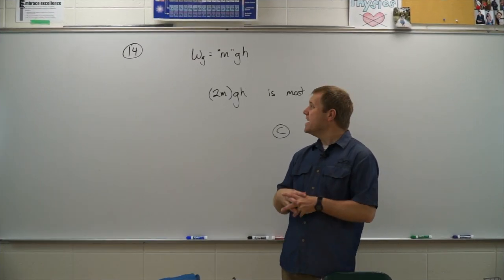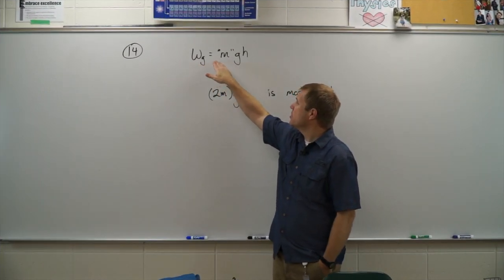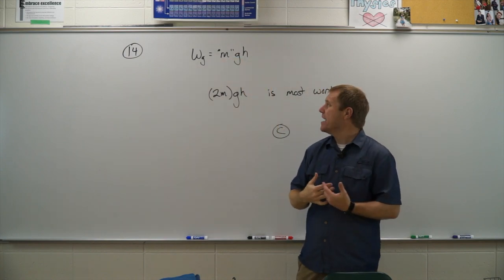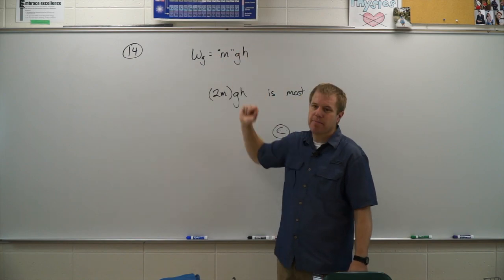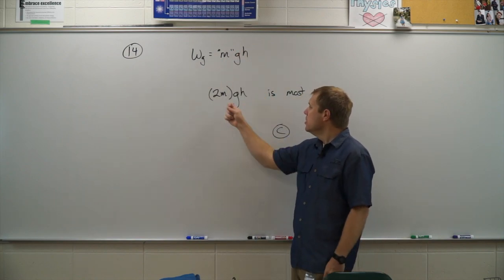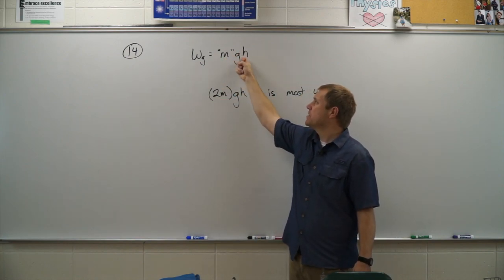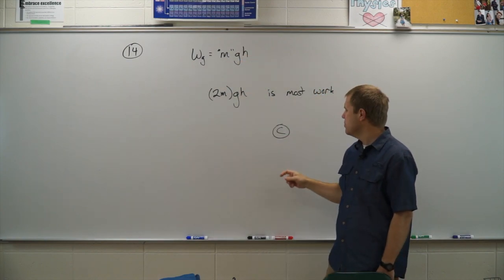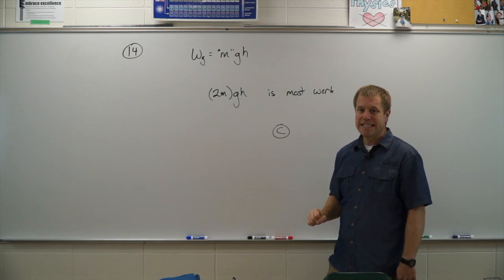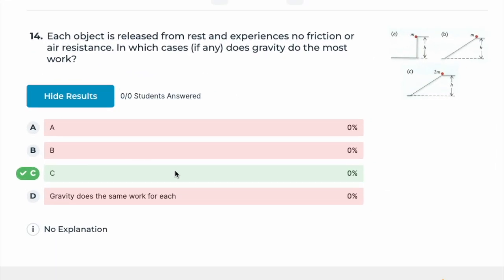All right, so 14, we're looking at the work done by gravity, which is going to be mgh. As it falls, both are going to be negative, so it's going to make it positive. So we're going to do positive work. So the one with the largest mass, because they're all falling the same height, is going to do the most work. So the 2m is going to do the most work. Correct answer there, C, because it has double that mass.